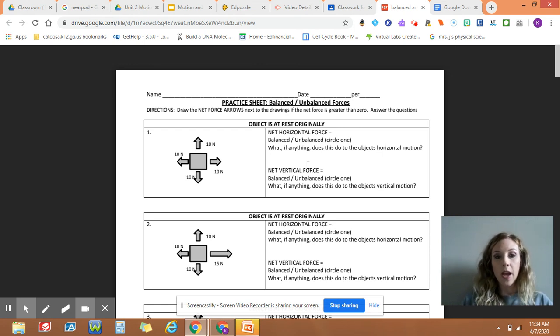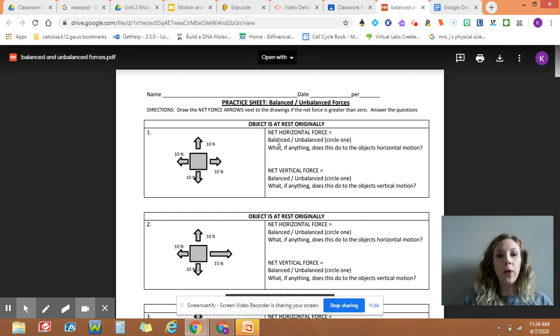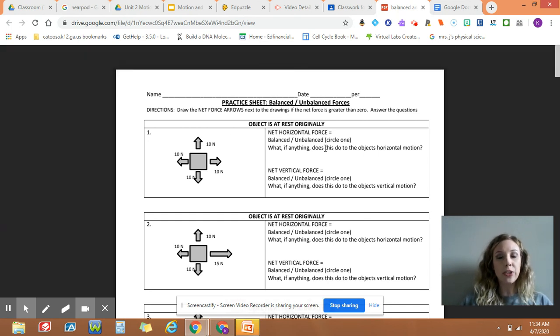Newton's second law. Okay, so for example, in number 1, it says that an object is at rest originally. Okay, so again, this is Newton's first law. So we're kind of connecting Newton's first law and second law. So remember, Newton's first law says that an object is either going to stay at rest or continue to move unless there's some kind of outside force that's acting on it. So in this sheet, you're trying to figure out if there's an outside force, how much of an outside force there is to figure out how the motion is going to change.